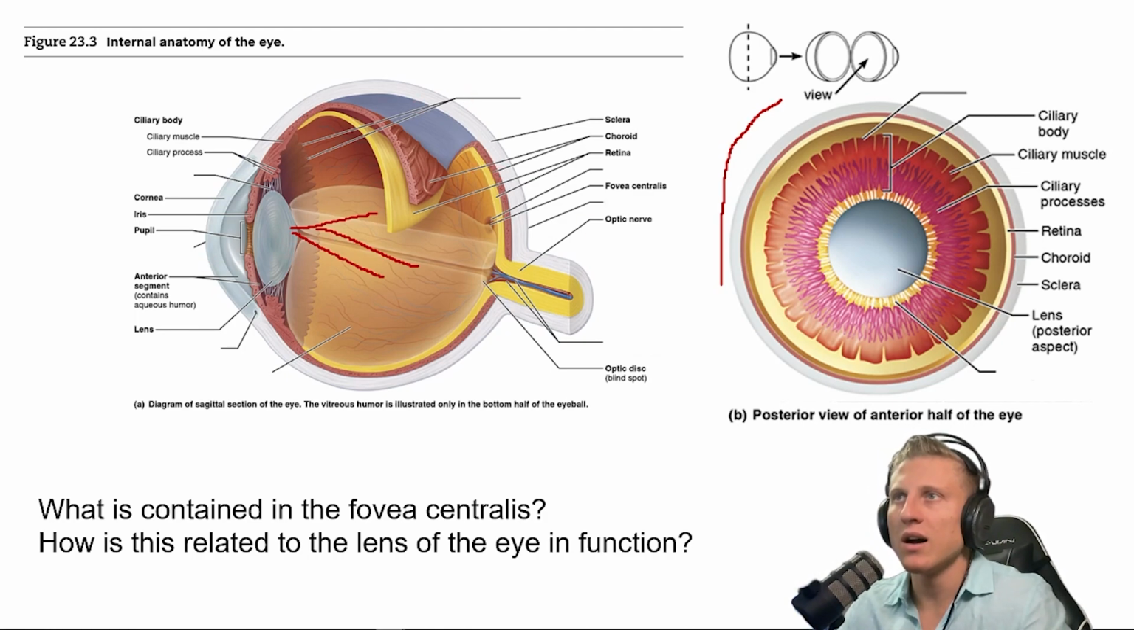And then again, anything else we need to know here from that perspective? No, those are the things I wanted to point out there.